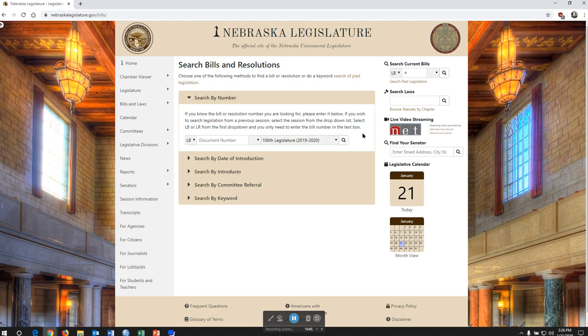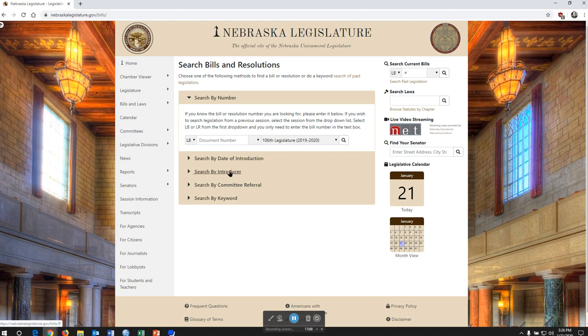So I've asked you to look at about 10 bills, and what I'd really like you to do is, if you know your own state senator, that might be a place to start. You might want to do it by keyword. You might want to do it by introducer. I'm going to show you how to do it by introducer, and I'm going to pick out a couple introducers just to show you something.